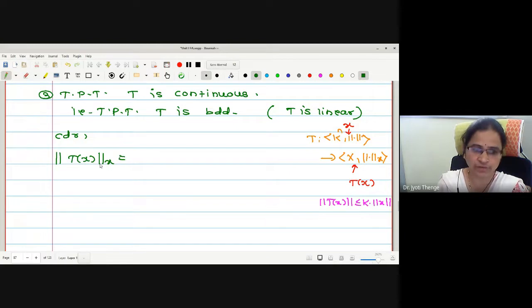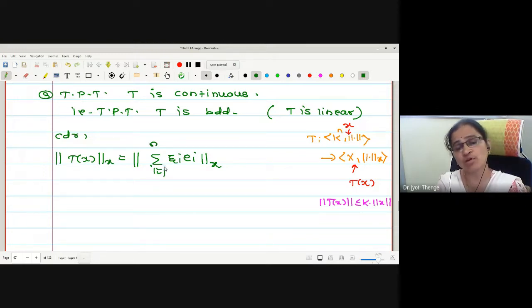Let us come to the definition. What does the definition of T of x tell us? This is summation zeta i eta i of norm x, i running from 1 to n. Now this is actually the sum of n elements, and let me use the triangular inequality and separate it. Norm zeta 1 e1 plus norm zeta 2 e2, I am separating.